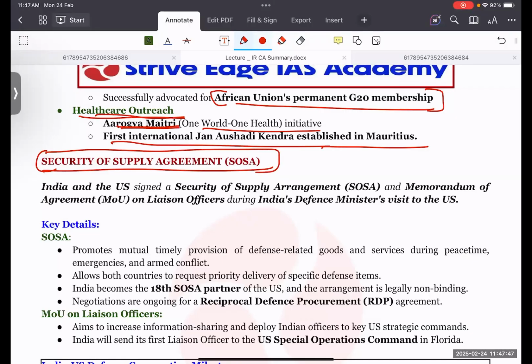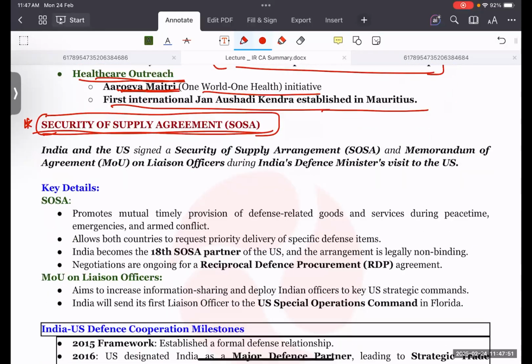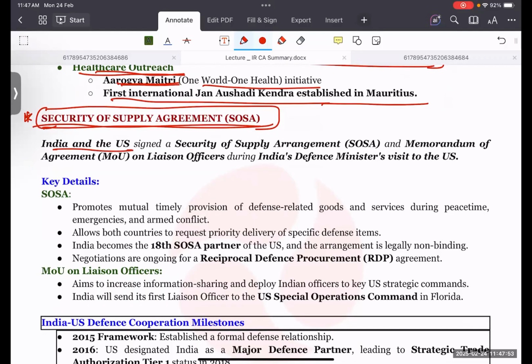security of supply agreement. What is the security of supply agreement in this regard? Why is it in the news? Because India and the US have signed this security of supply arrangement and an MOU on liaison officers during the Indian defense minister's visit to the US. So recently, India's defense minister visited the US, and there the security of supply arrangement has been signed, and then an MOU has been signed on the liaison officers.